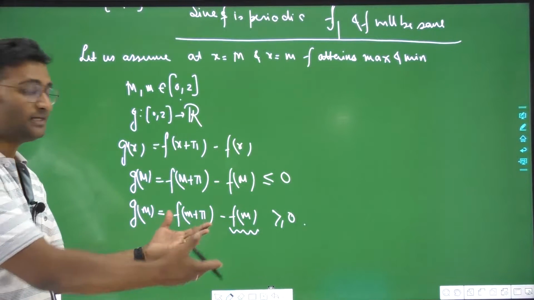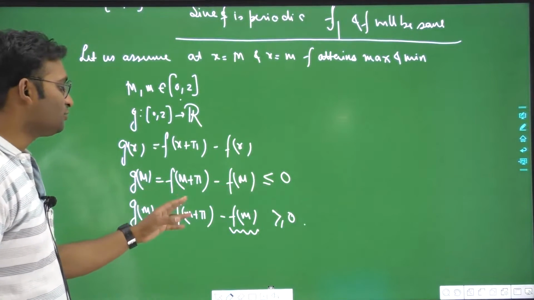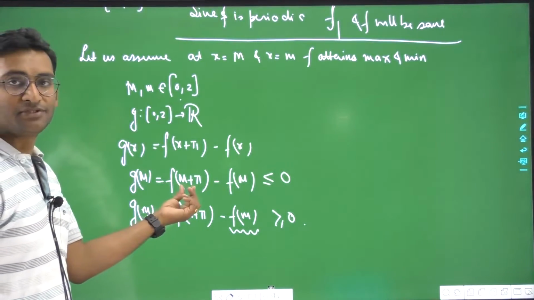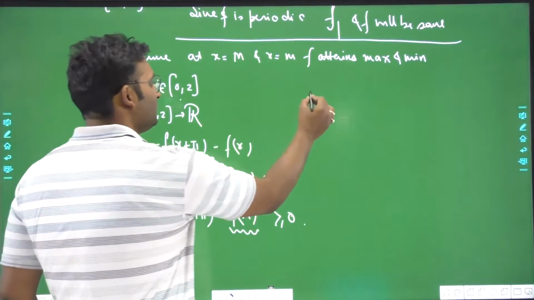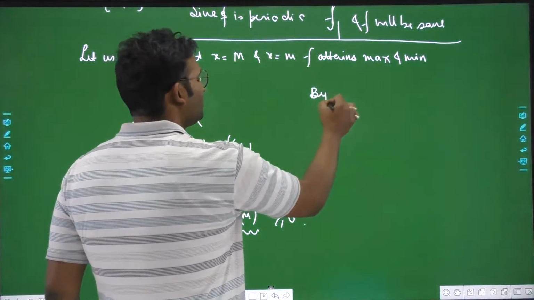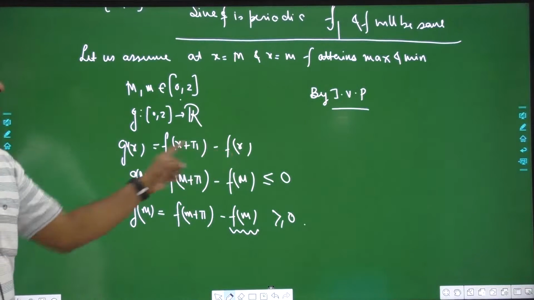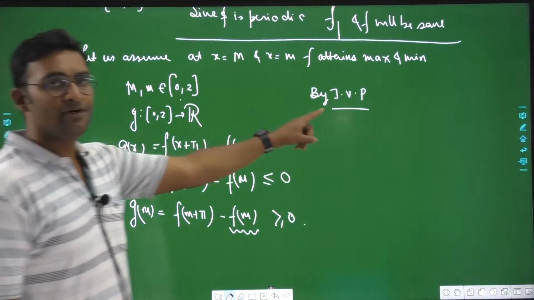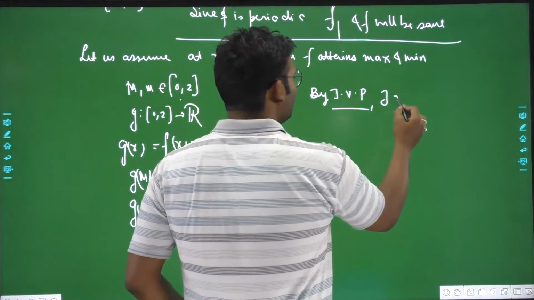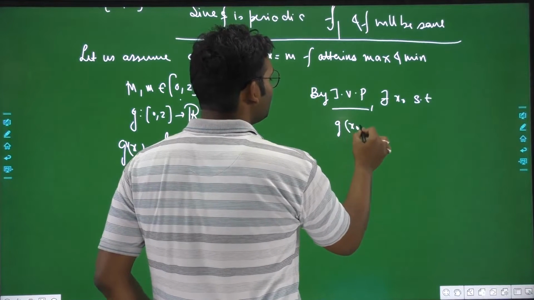I don't know, possibly yes, but in general I can write, if it is equal to 0 then there is nothing to prove, because in that case m is that requisite x naught. If it is not the trivial case, that implies by intermediate value theorem, since g will be a continuous function, because the sum of two continuous functions is always a continuous function, so by intermediate value property there exists x naught such that g of x naught will be equal to 0.